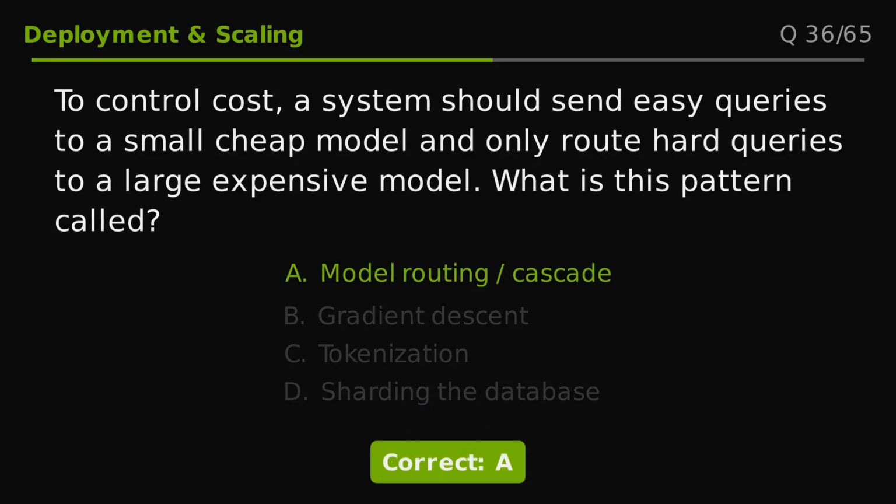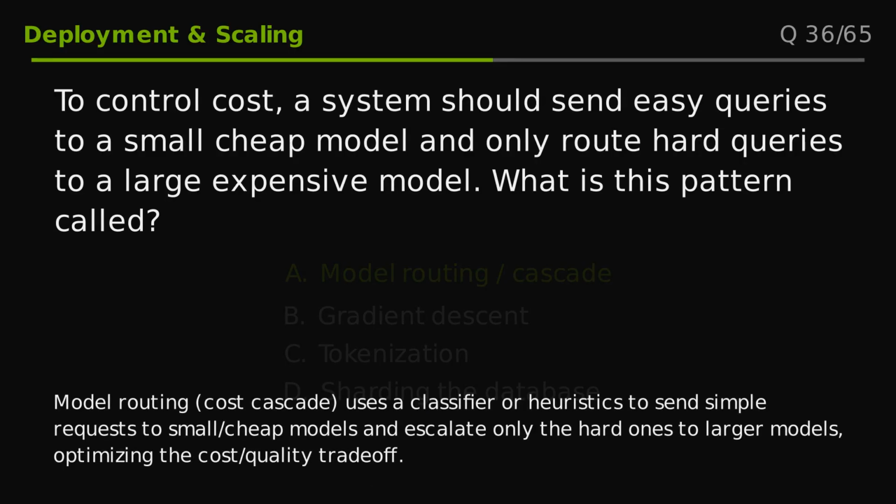The correct answer is A. Model routing, or cost cascade, uses a classifier or heuristics to send simple requests to small, cheap models and escalate only the hard ones to larger models, optimizing the cost and quality trade-off. Next section, cognition and memory.